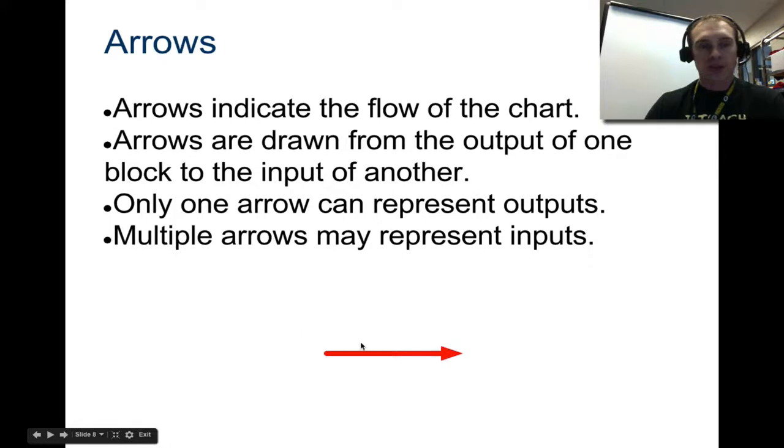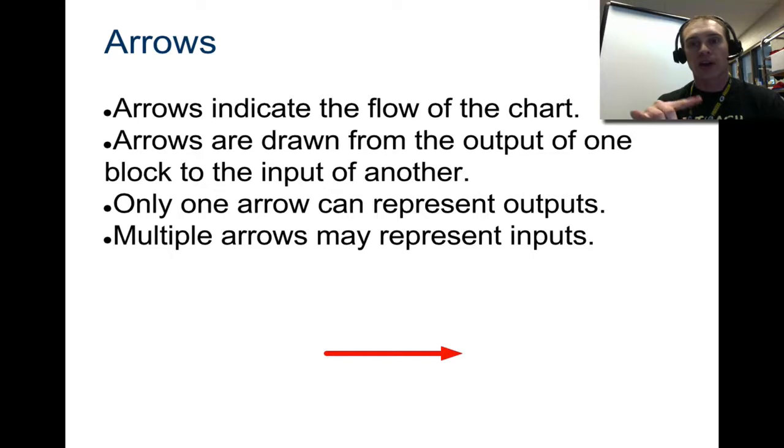And arrows tell you where to go. So they indicate the flow. They're drawn from the output of one to the input of another. Only one arrow can represent the output, but multiple arrows may represent the inputs. So you may have many things going into a box from different processes, but only one thing is going to go out. And the way that would work is if you have a rhombus before it, the diamond that allows a yes and no answer, and then they could come back together again.